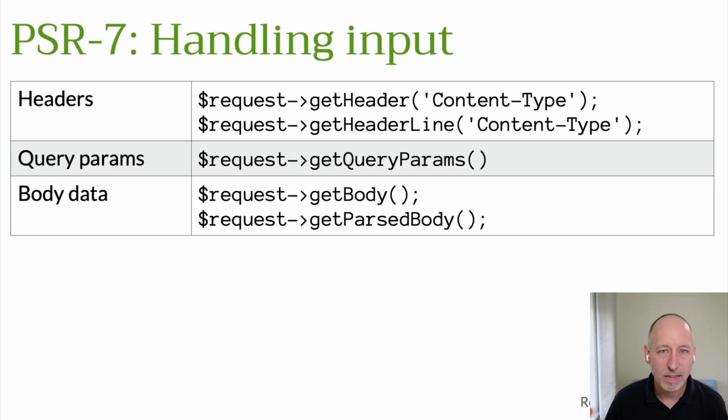And obviously, Slim is flexible enough that we can register our own parsers. So if, for instance, we wanted to accept CSV format, we could parse a CSV again into an array or something like that to make it easier to use. That's where the flexibility of parsing of the body really comes into its own.